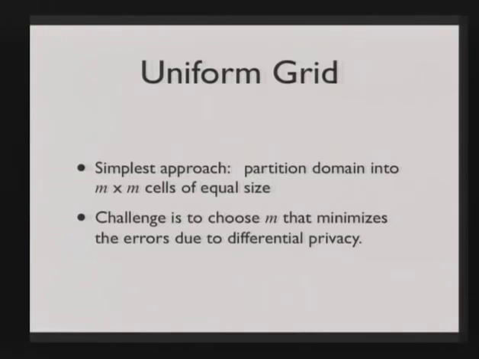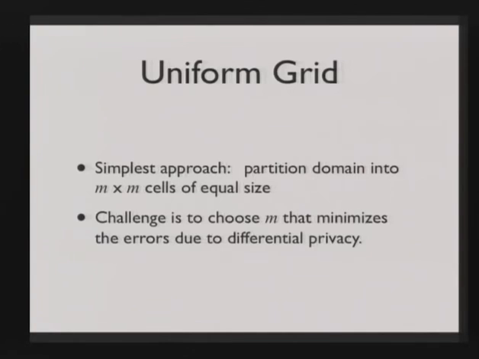I no longer have a hierarchy, so I no longer have to divide my privacy budget. I can just use the entire privacy budget to answer a differentially private query at the grid itself. The challenge to employing this method, and the challenge that has not been previously thought of, is how can we choose M in order to minimize the error due to differential privacy and the error due to non-uniformity.